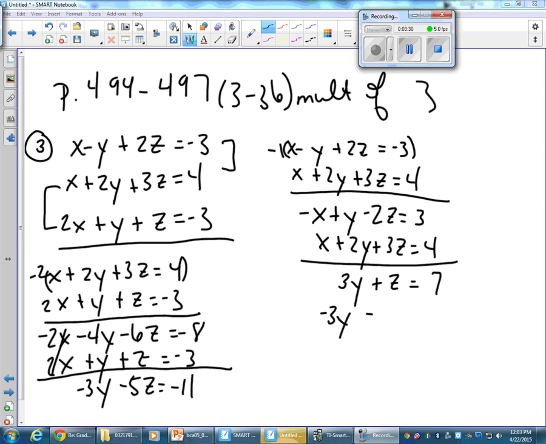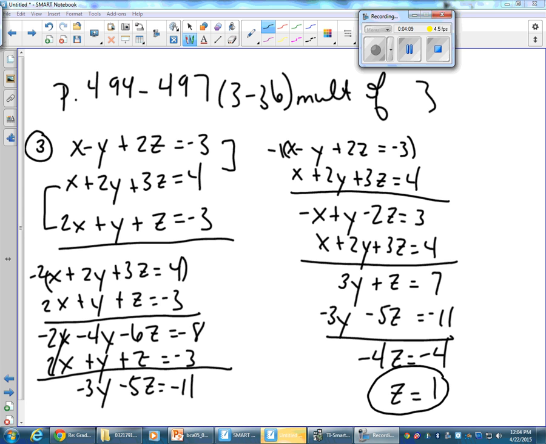Okay, so now I have a pair of equations: the 3y plus z equals 7 that I got by combining the first 2, and the negative 3y minus 5z equals negative 11 that I got from combining the last 2. Looking at these 2 equations, do you want to cancel the y's or the z's? Look how they're set up. The y's already cancel. All you have to do is add these 2 lines together. The y's cancel, and I get negative 4z equals negative 4. So what is z? 1. There's a third of my answer. So z is going to be 1.